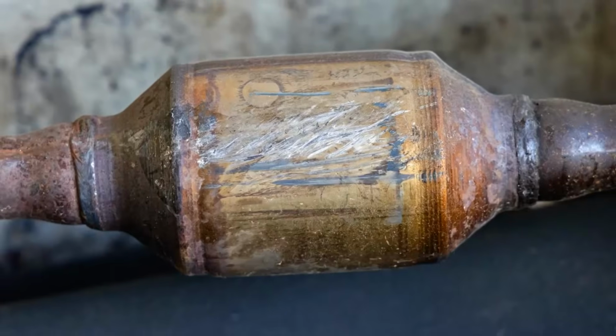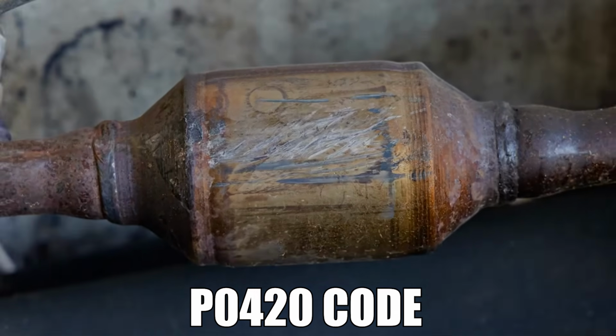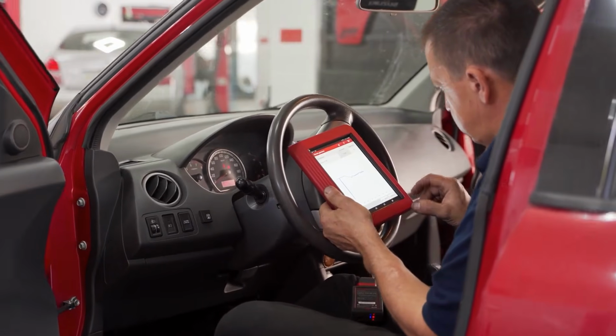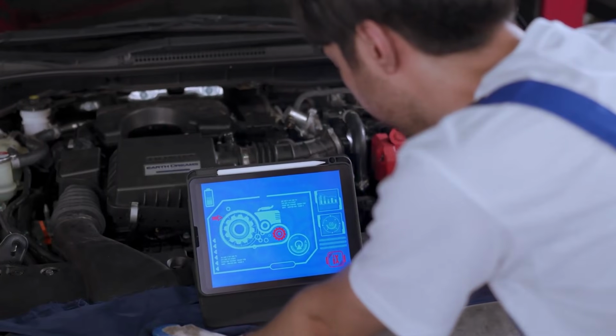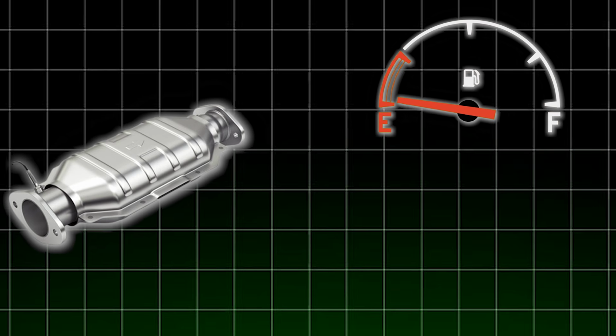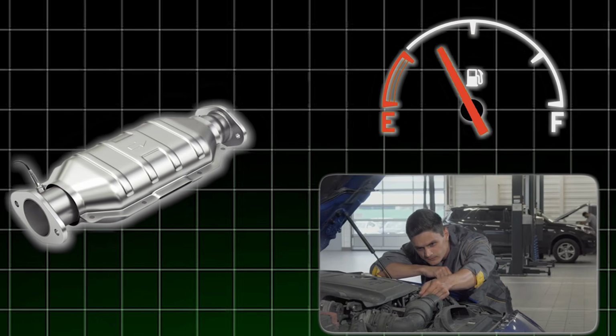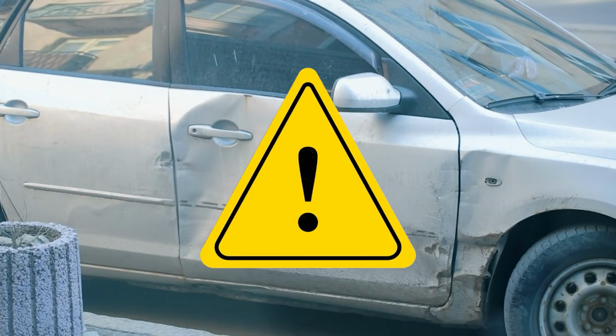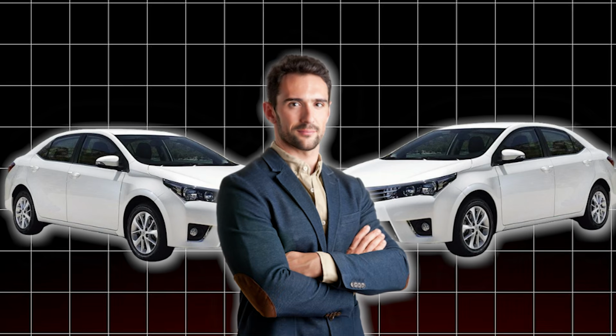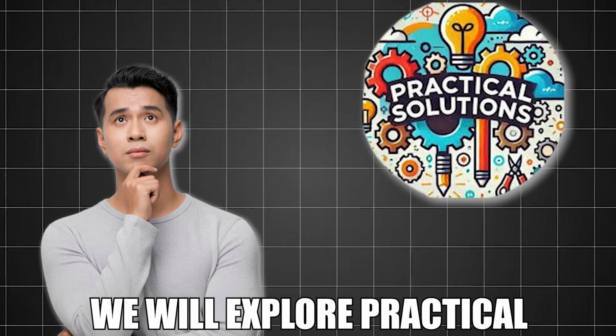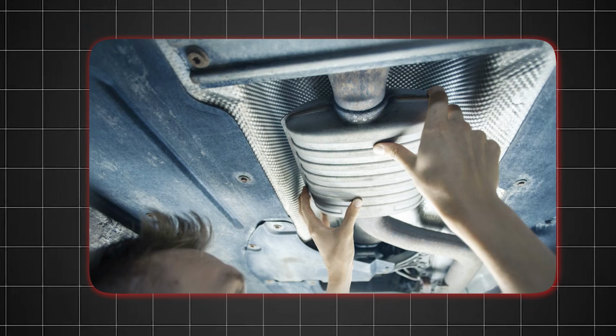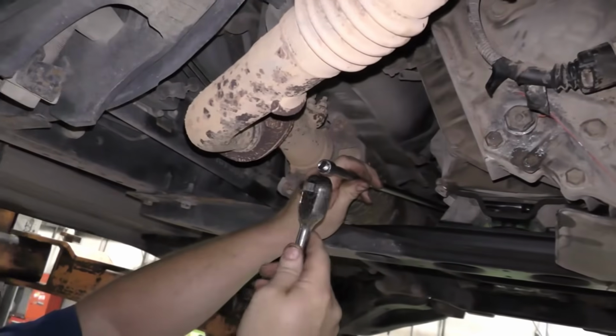Understanding the implications of the P0420 code is crucial for car maintenance, as it often signals that the catalytic converter is not functioning optimally, which can affect fuel economy and overall engine health. Ignoring this warning can lead to more severe issues down the line, making it essential for car owners to be proactive.